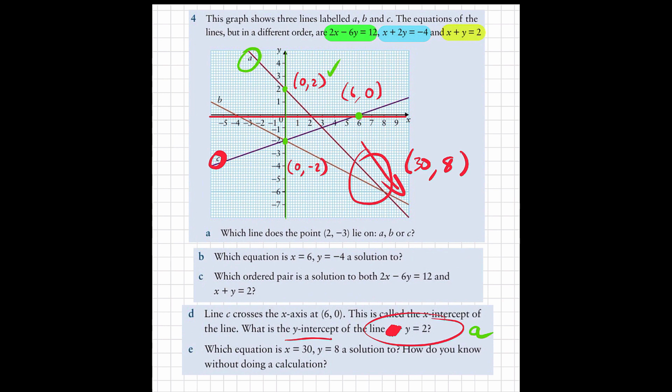If we look at line C, it's sort of shooting up in this direction right here. So as the x increases, the y also increases, and it's going into positive territory. It's up here in quadrant number 1. So the only possibility is line C, because it is going to be the only line that is in quadrant 1 as we move further right and get all the way over to 30.